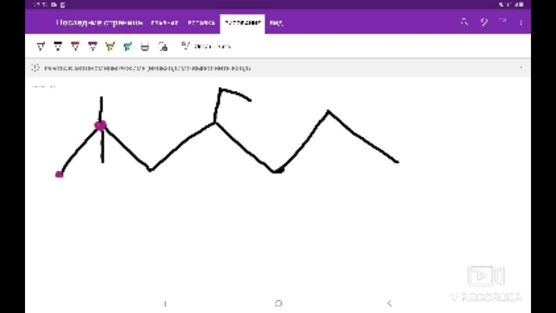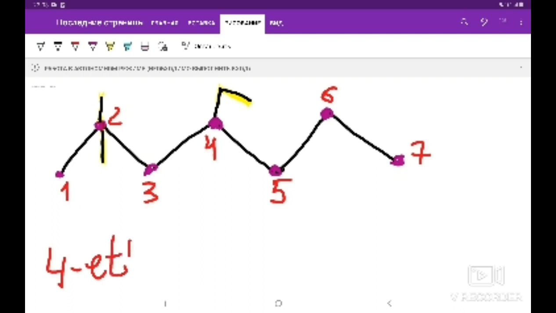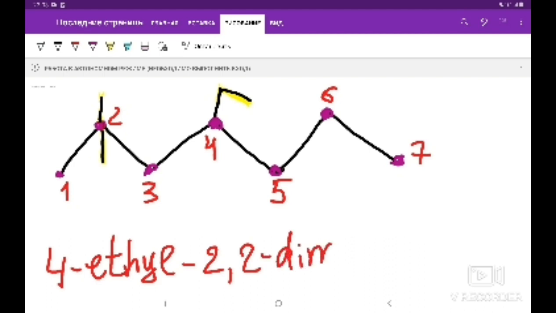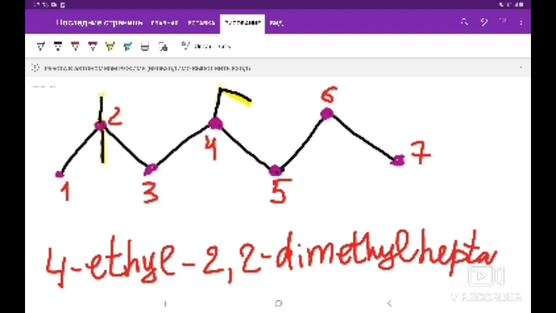Let's see this example. Again, we start the numeration. Yes, we have methyl and ethyl. It will be 4 ethyl. You see in the first one we have an ethyl because there are 2 nodals, and in each of them there is 1 carbon, so it will be ethyl. 4 ethyl, 2 dimethyl, heptane because 7 carbons.